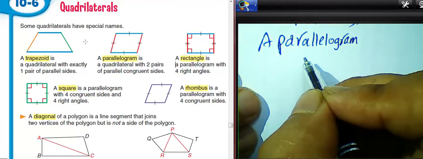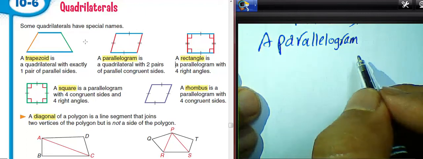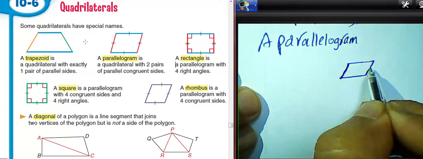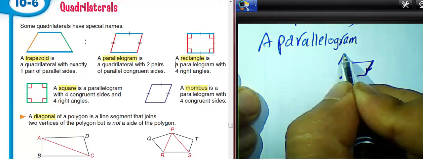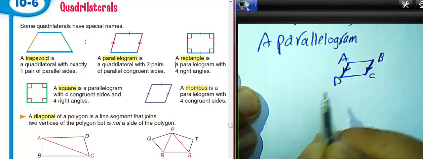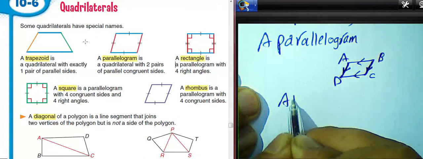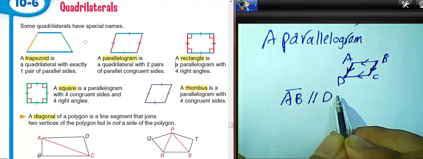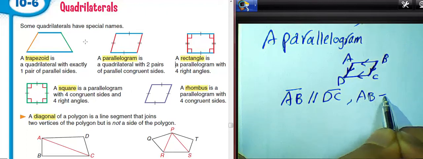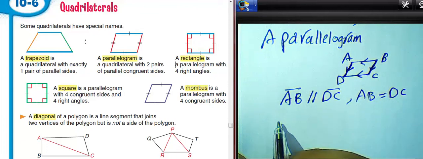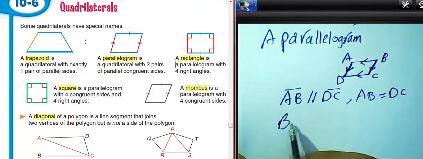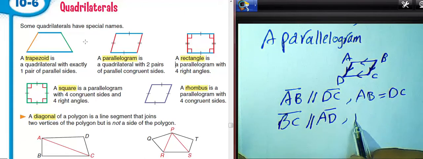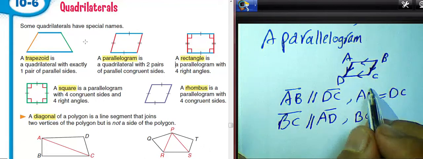A parallelogram is a quadrilateral with two pairs of parallel congruent sides, such as this figure, parallelogram ABCD. Look at here. AB is parallel to DC and AB equals DC. AD is parallel to BC and BC equals AD in length.